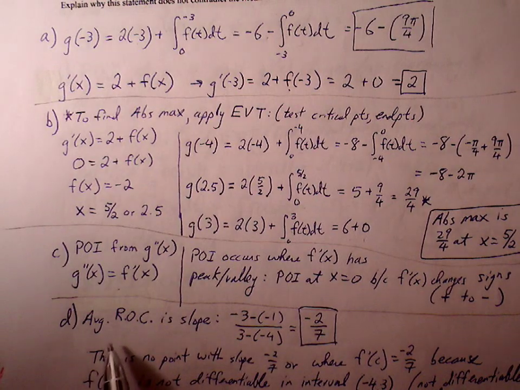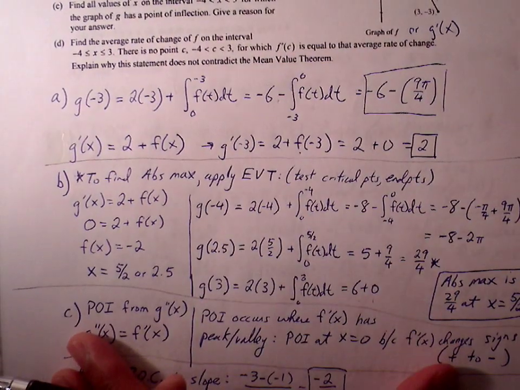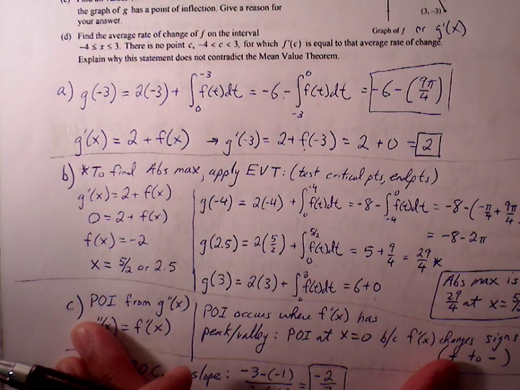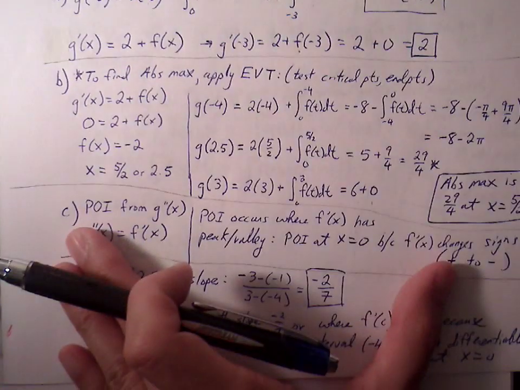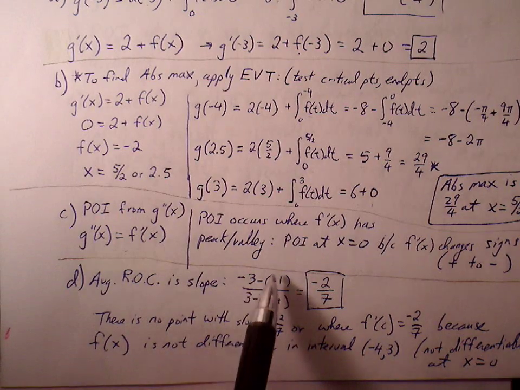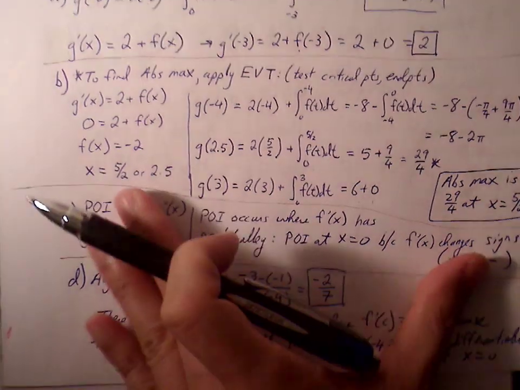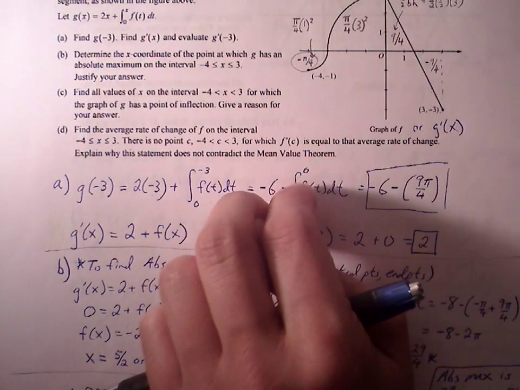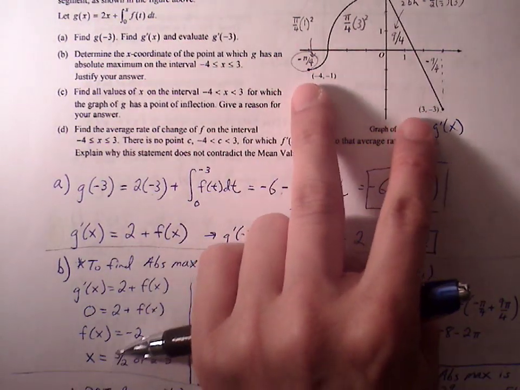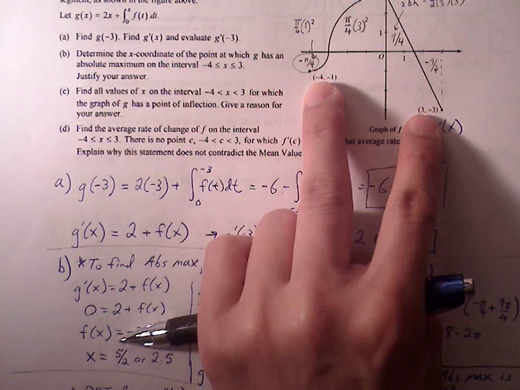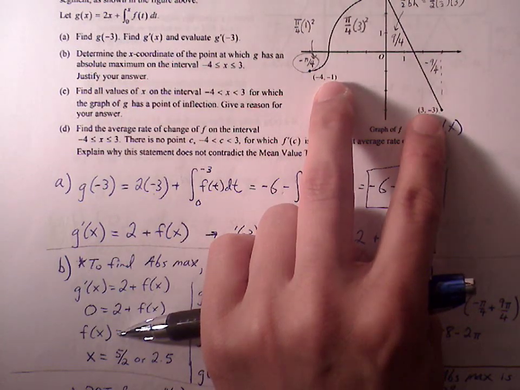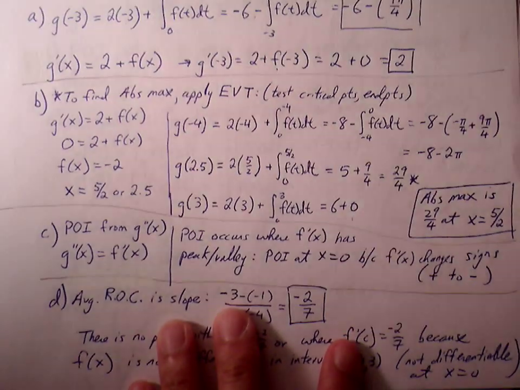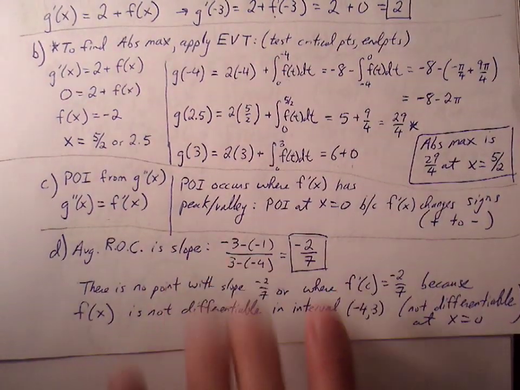Part D, find the average rate of change. The average rate of change is the change in position over change in time. So we can just find the y values and the x values and subtract. Change in y over change in x between -4 and 3. We take those ordered pairs and find the slope: -3 minus -1 over 3 minus -4. And that gives us -2/7.